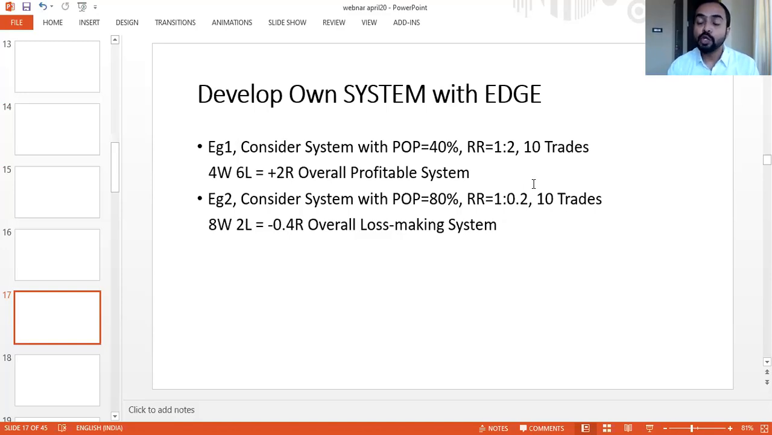Whenever I win, I make 2 times R, 2R. So 4 wins, I make 8R, and 6 times I lose. Every time I lose 1R. So 6 times I lose 6R. So overall, what will I do? 8R minus 6R. I will write this down.